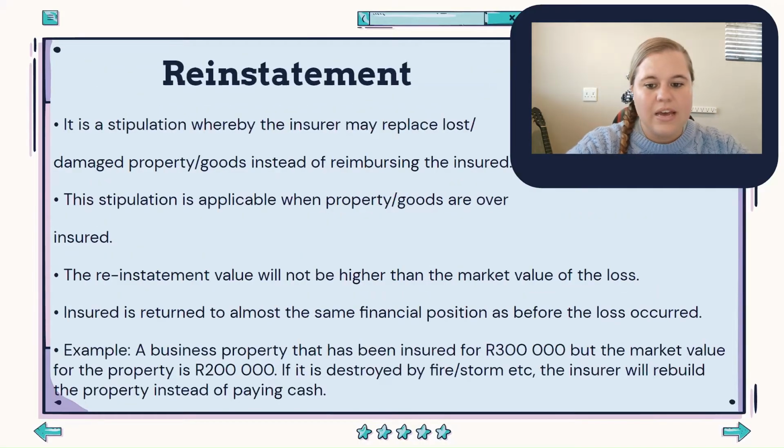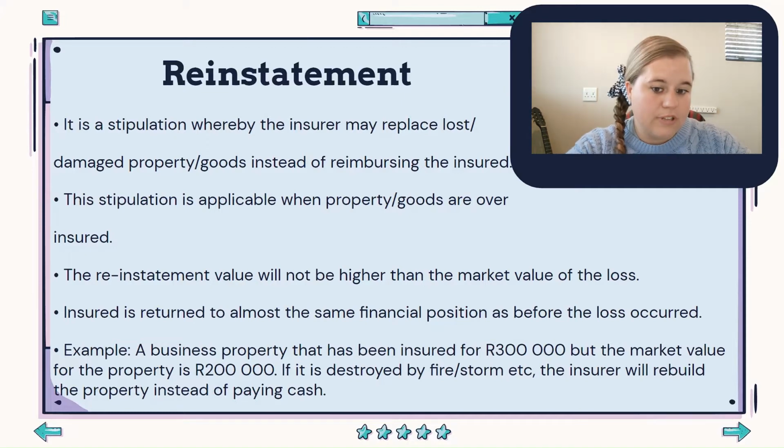Reinstatement. It is a stipulation whereby the insurer may replace lost or damaged property or goods instead of reimbursing the insured. The stipulation is applicable when property or goods are overinsured. The reinstatement value will not be higher than the market value for the loss. The insured is returned to almost the same financial position as before the loss occurred.